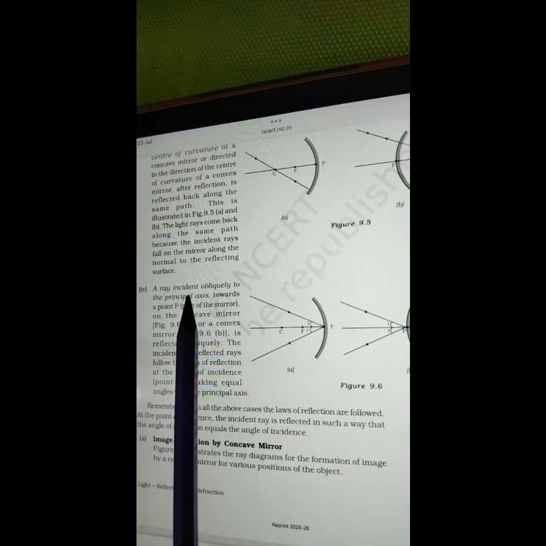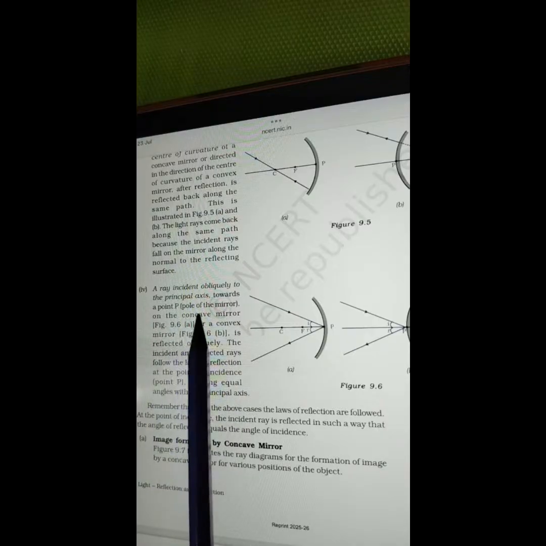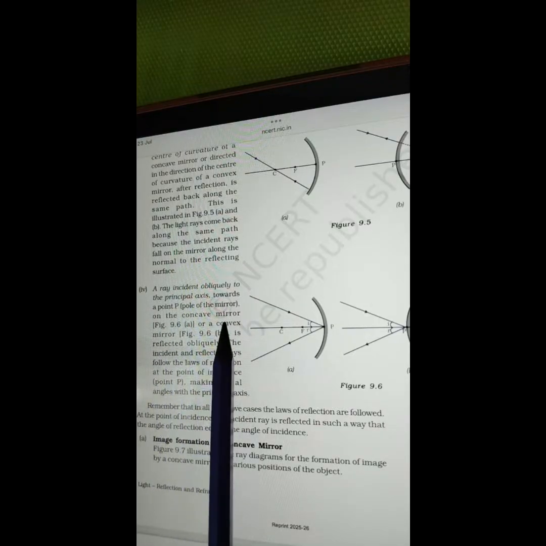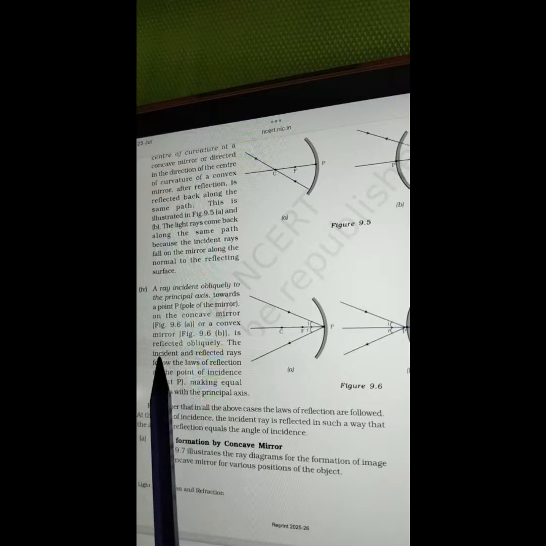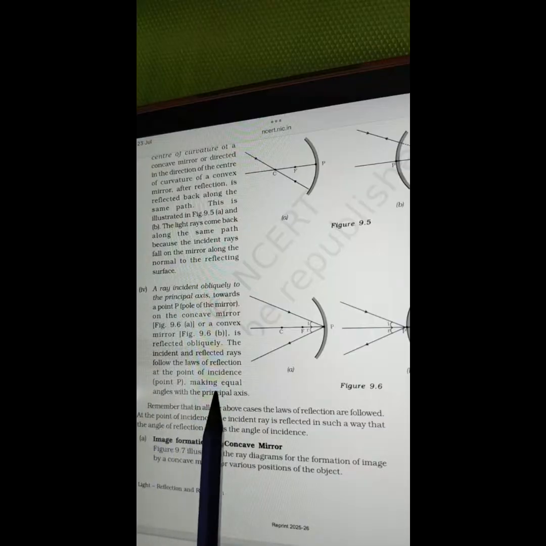Now, the next point, we are done till 9.5. So, a ray incident obliquely to the principal axis towards the point P, the pole of the mirror, on a concave mirror or a convex mirror is reflected obliquely. The incident and the reflected rays follow the laws of reflection at the point of incidence P, making equal angles with the principal axis.